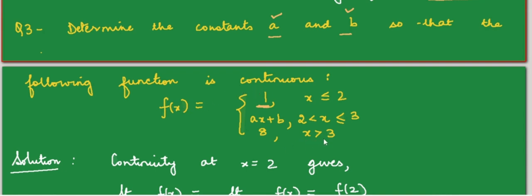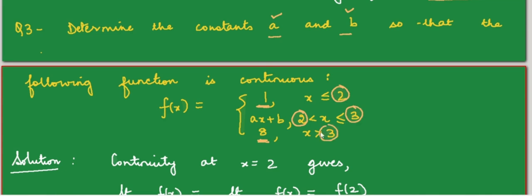Now on the last branch, x more than 3, the value of the function is 8. Now you can see that there's a break in the definition at 2 and there's a break in the definition at 3. Since we are imposing the condition of continuity, if this function is continuous, it has to be continuous at the breakpoints as well.